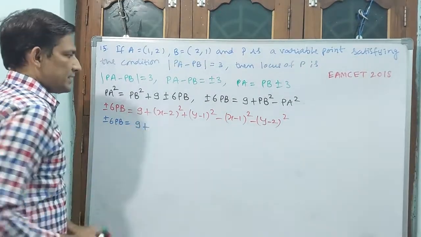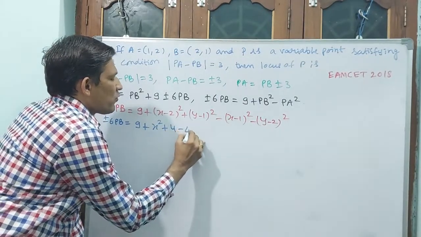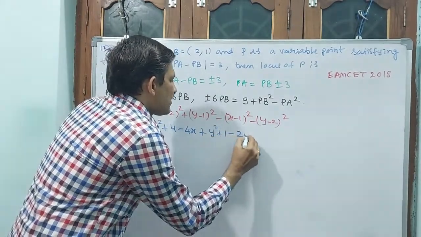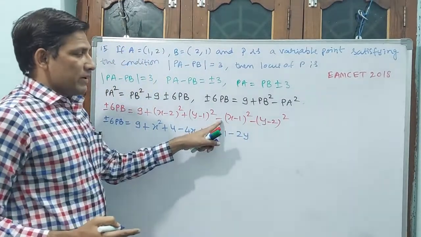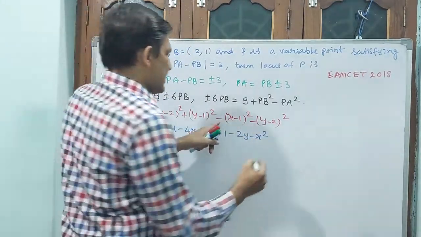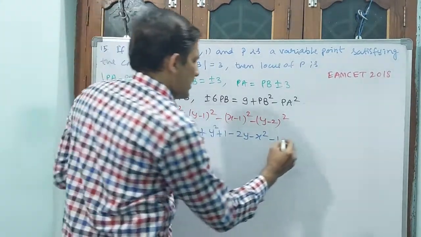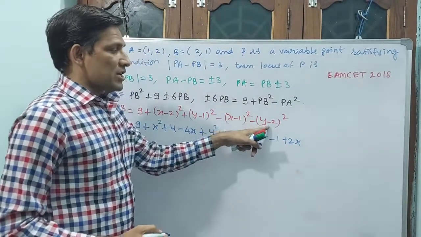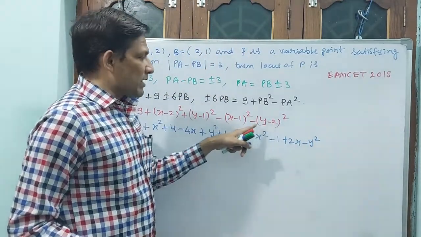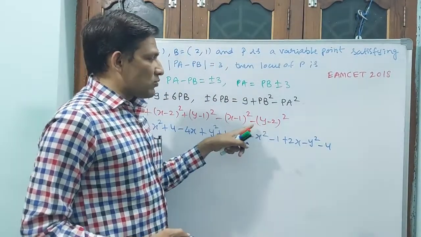Plus or minus 6PB is equal to 9 plus, write down, (A minus B) whole square: A square plus B square minus 2ab. So 4x plus (y minus 1) whole square: A square plus B square minus 2ab. See here, minus is there, don't forget. A square means minus x square, B square means minus 1, minus 2ab means minus 2x, but outside minus is there, plus 2x. A square means minus y square, plus 4, but outside minus, minus 4. Minus 2 into 2y, minus 4y, but outside minus is there, plus 4y.